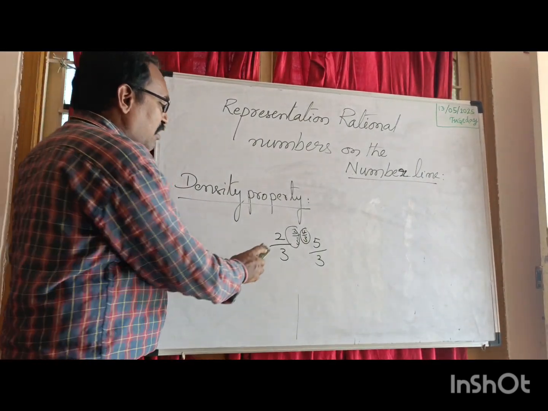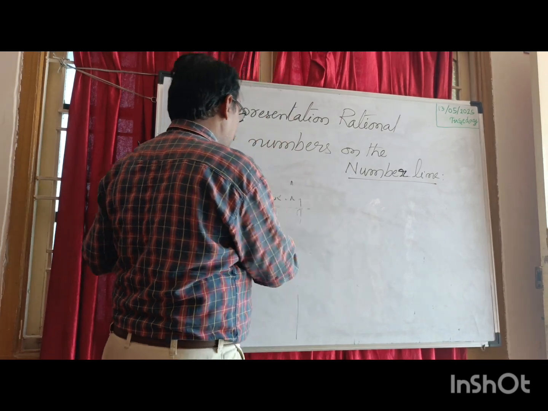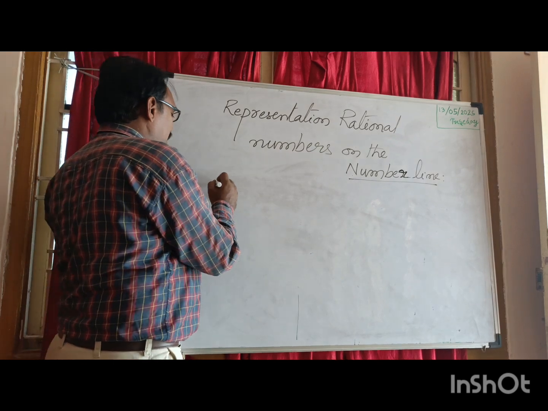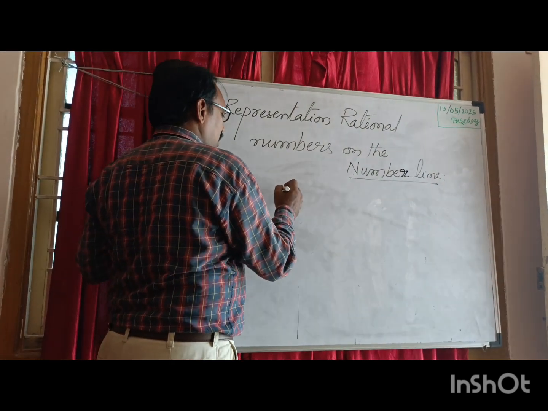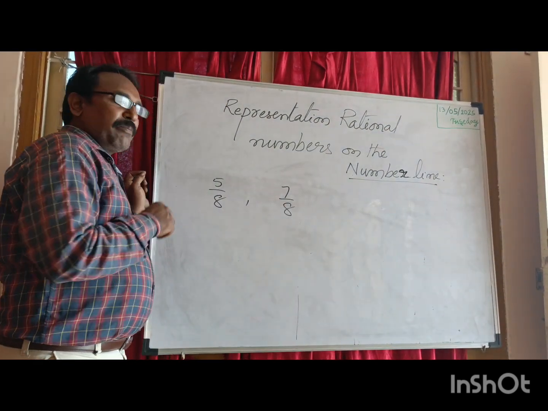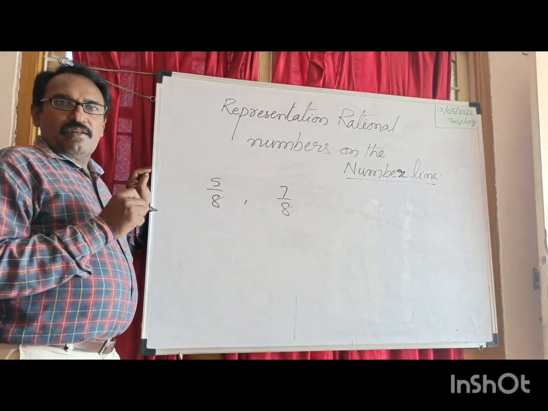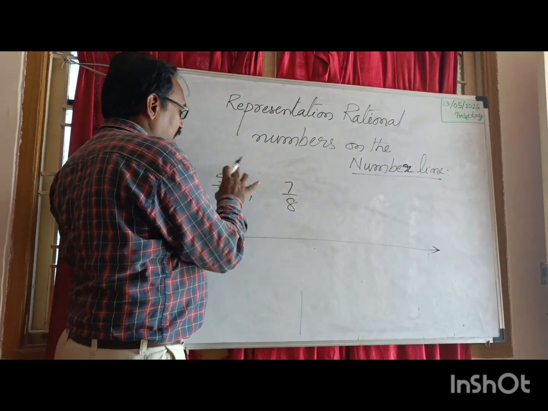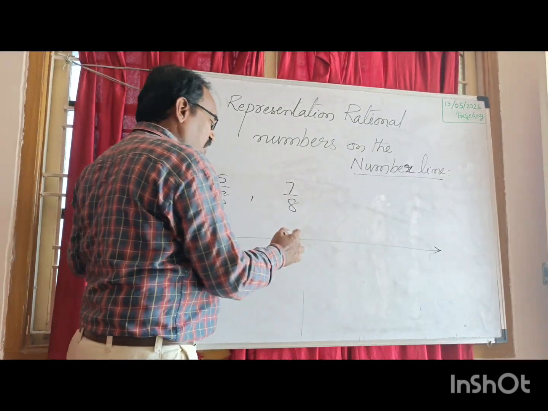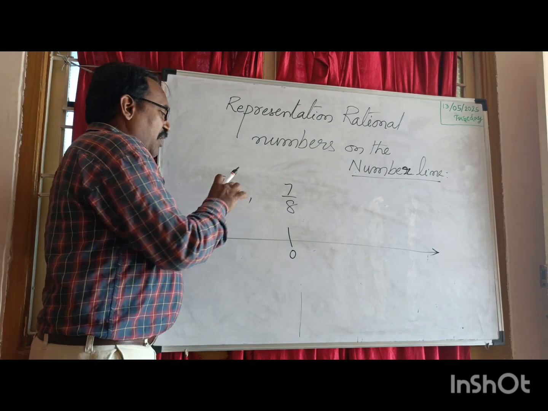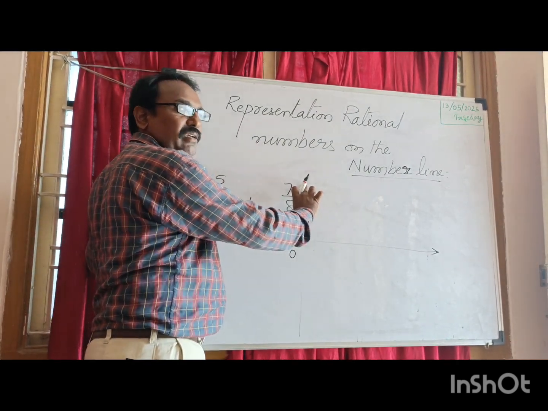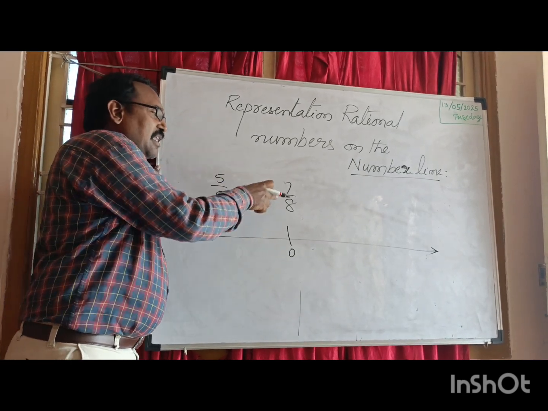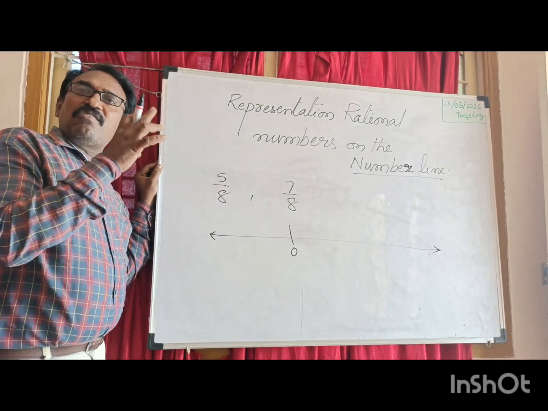But how to represent these on the number line? For example, say 5 by 8 is one number and 7 by 8 is another number. These numbers should be represented on the number line. So this is the number line. These positive numbers will be to the right of 0. In 5 by 8 the numerator is less than the denominator, and here also the numerator is less than the denominator. That means its value is less than 1.